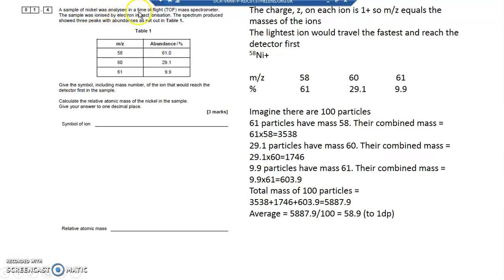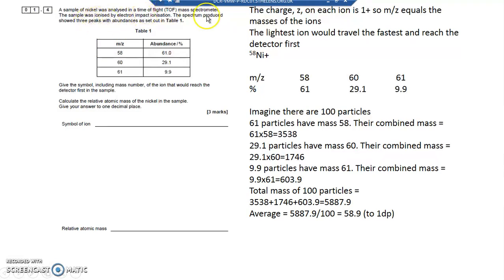The sample of nickel was analysed in a time-of-flight mass spectrometer. The sample was ionised with electron impact ionisation. That means that you fire electrons from something called an electron gun. You bombard it with high-energy electrons, and it removes electrons from the atom. So what actually happens is nickel atoms would have high energy electrons fired at them via an electron gun, bombarding these atoms, and it would remove an electron from the nickel, so it becomes Ni1+.